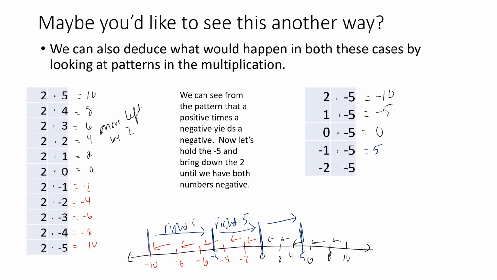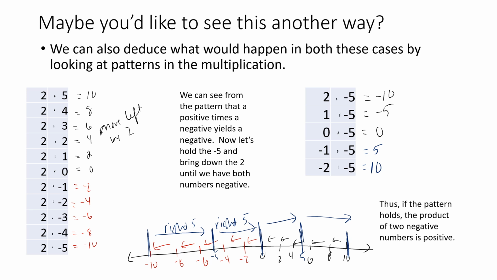Okay, and when we land in the same place we did before, where now a negative times a negative gives us a positive. So -2 times -5 would bring me right 5 units again, and I end up at +10. So this is another way of illustrating what's going on with these negative numbers when we multiply them. So you've gotten an opportunity to see it 2 different ways, and hopefully these rules are grounded in something that makes some sense. Thus, if the pattern holds, the product of 2 negative numbers is positive.